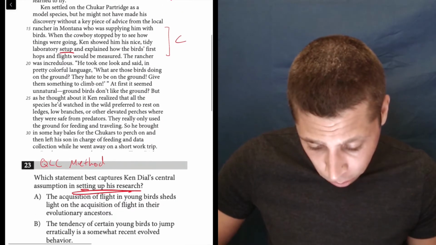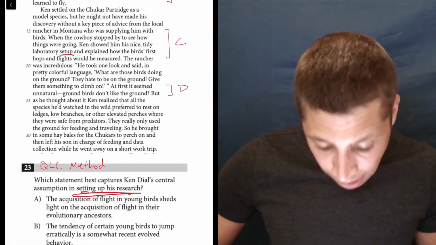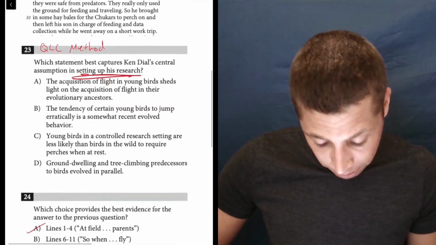Let's look at 23 to 24. That is here. "At first, it seemed unnatural. Ground birds don't like the ground." Is that really it?